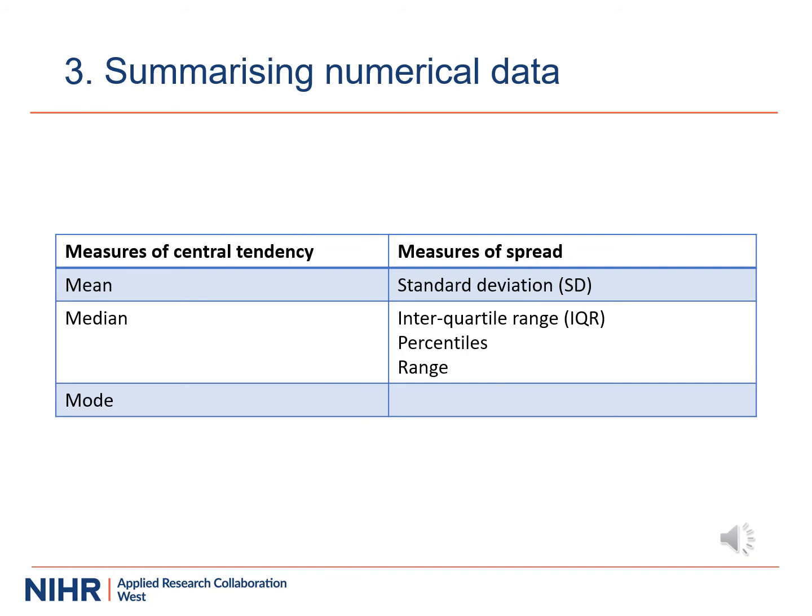So the last few slides have covered summarising and displaying categorical data. Now we're going to do the same for numerical data. The two key measures for numerical data are the central tendency, which is a measure of the average, and secondly, the spread of the data, how much it's spread out around that average. We'll go through each of these in detail.